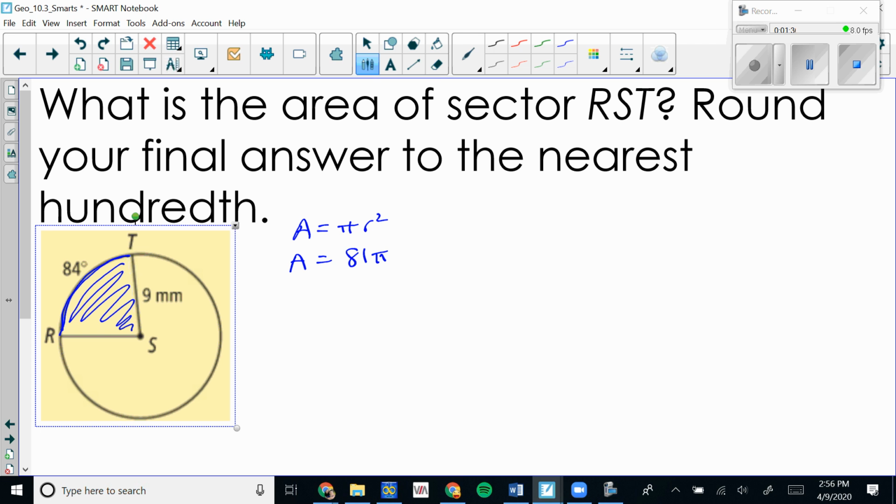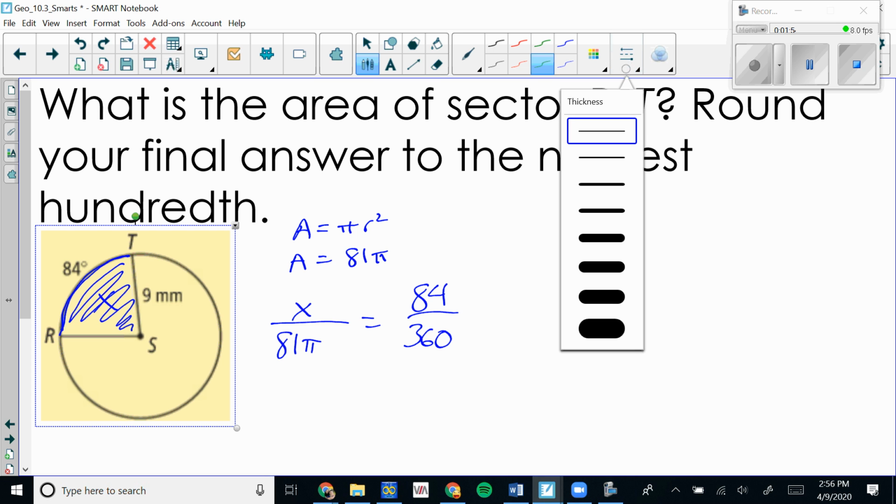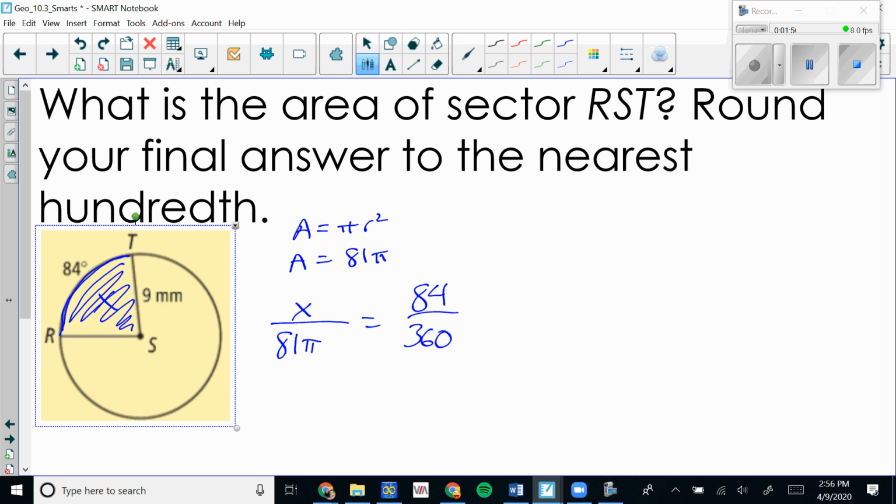Then we're going to use the formula for the sector area, so that's the part we don't know. I'm going to call it x, over the area of the whole circle, 81 pi, equals the arc measure, which is 84 over 360. And then you can cross multiply. I'll do that in green to solve here. Yep, 360x equals 81 times pi times 84.